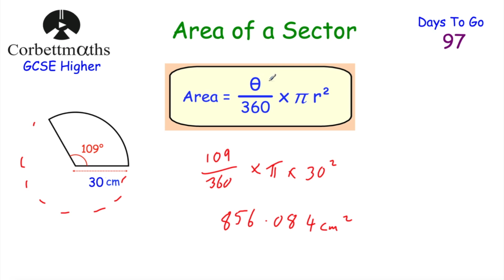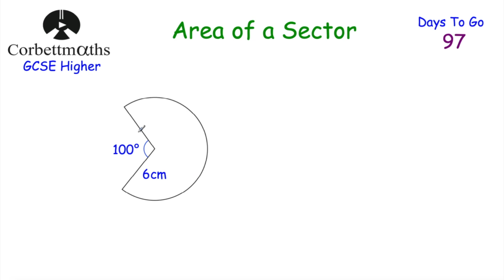So the area of the sector is found by β over 360 multiplied by pi multiplied by the radius squared, or the fraction of the whole circle multiplied by the area of the circle. Okay, let's have a look at another question. So this time what we've got is a sector. Now I haven't actually given you the angle inside of the sector. I've given you this angle here is 100 degrees and the radius of the sector is 6 centimeters.